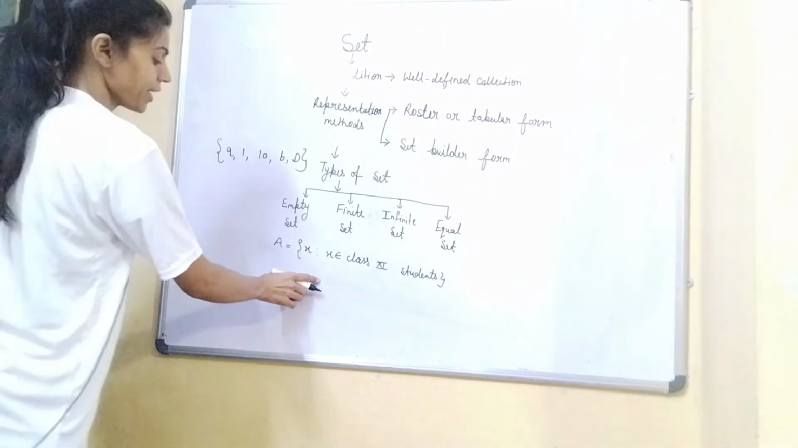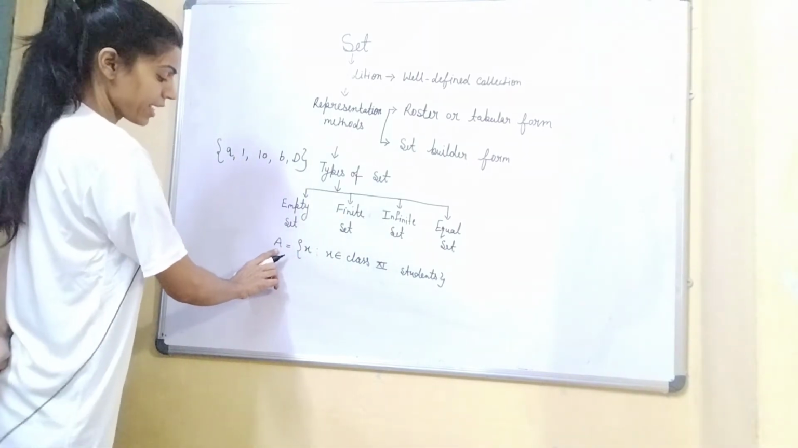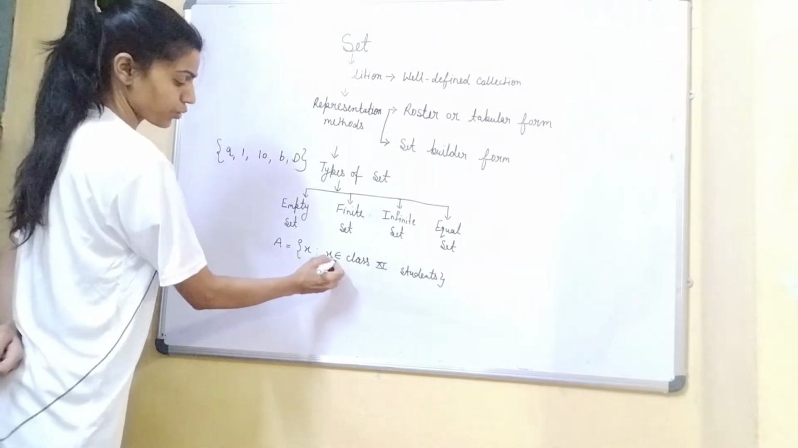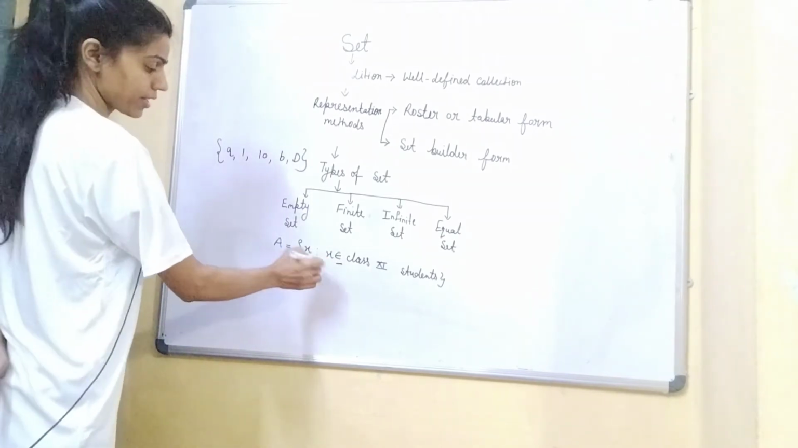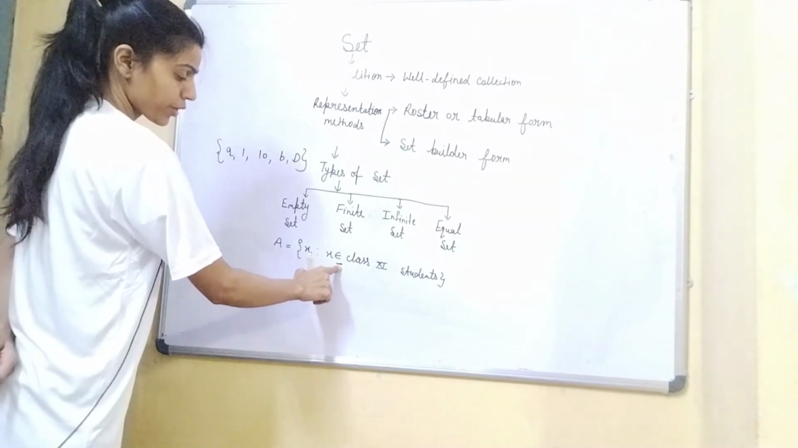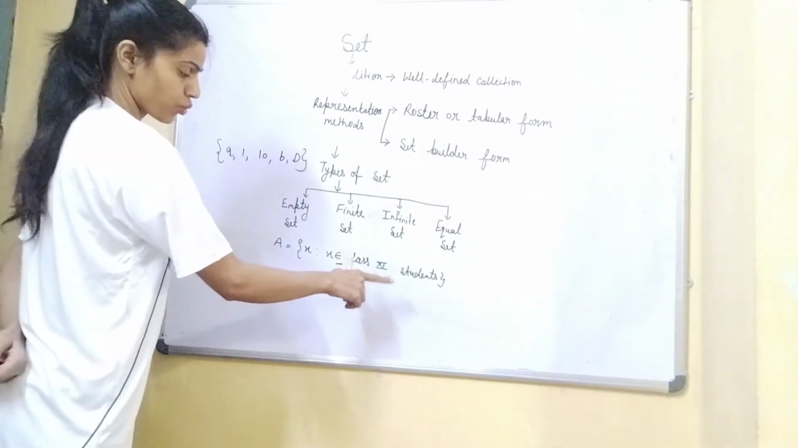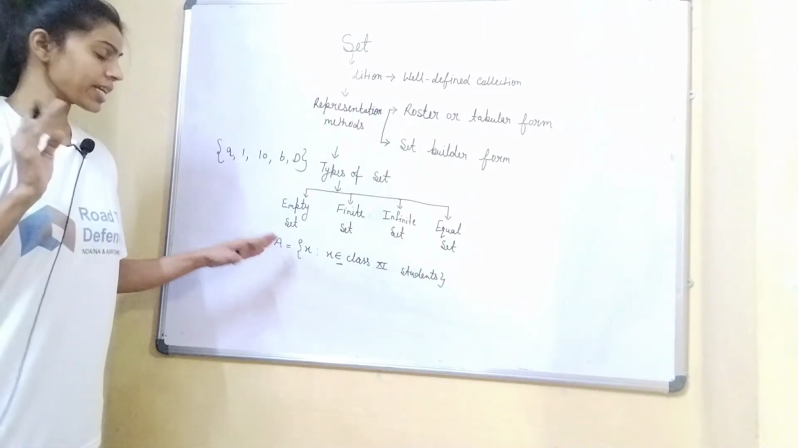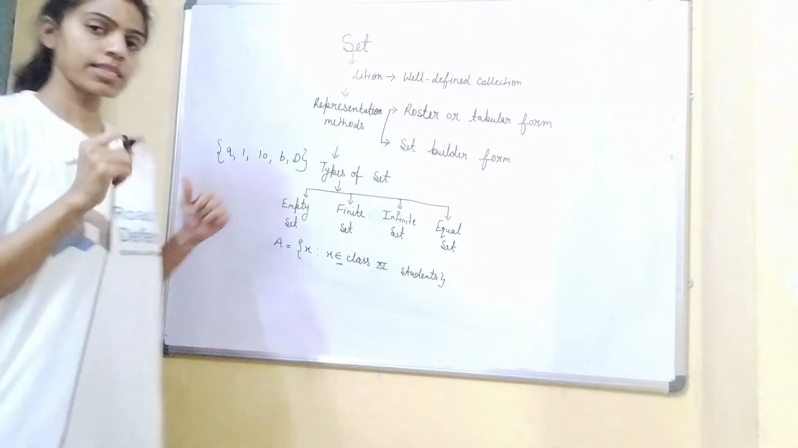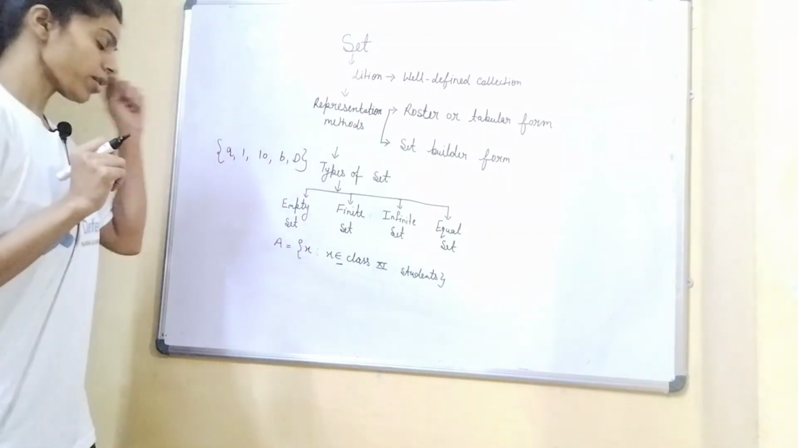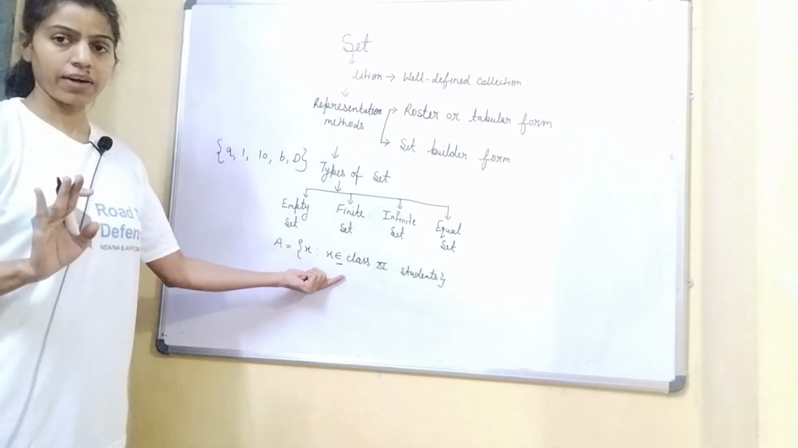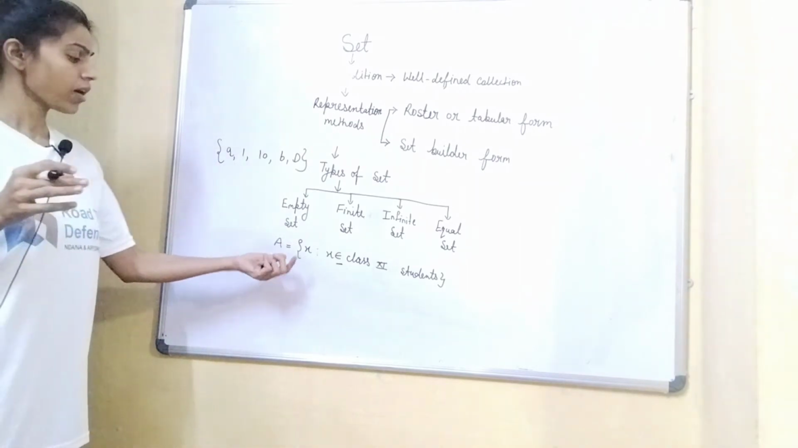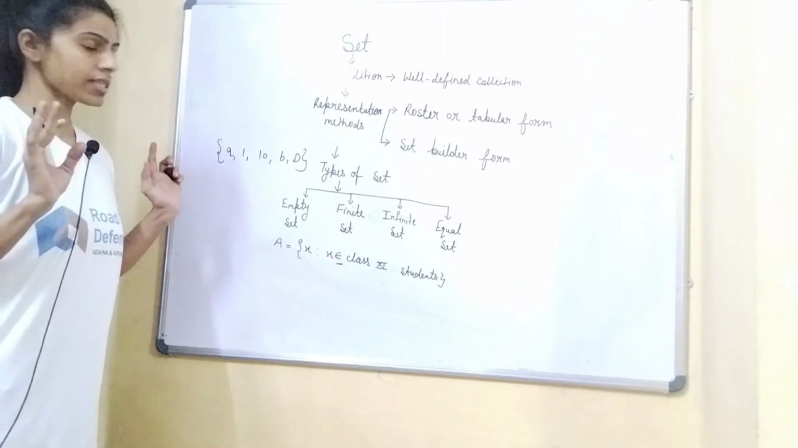So students, here I took one example. A is a set, its elements are x, and x is belonging to, this is the sign of belonging to, right? So x is belonging to class 11 students, right? Means a set A is a collection of all the students of class 11th, right? So this is what a set. This is a well defined class. 11th के जितने भी students हैं, we can put all the students in this set, right?